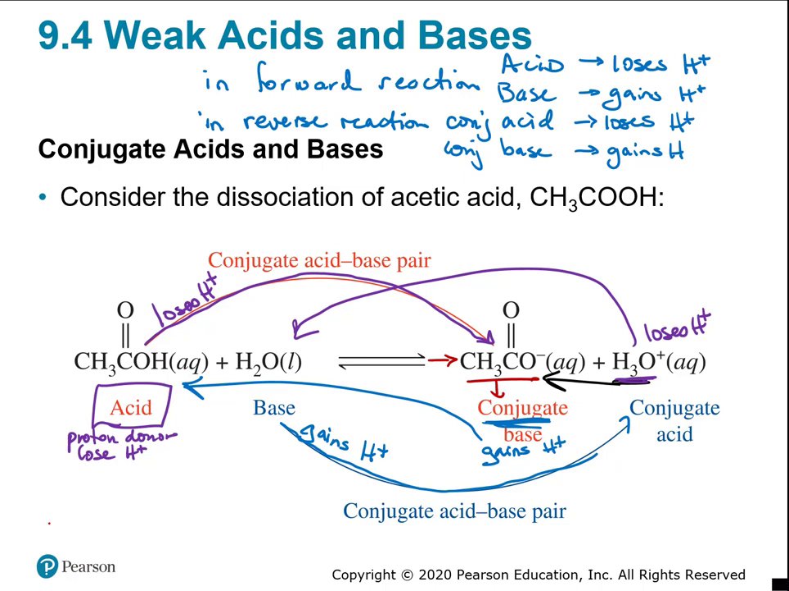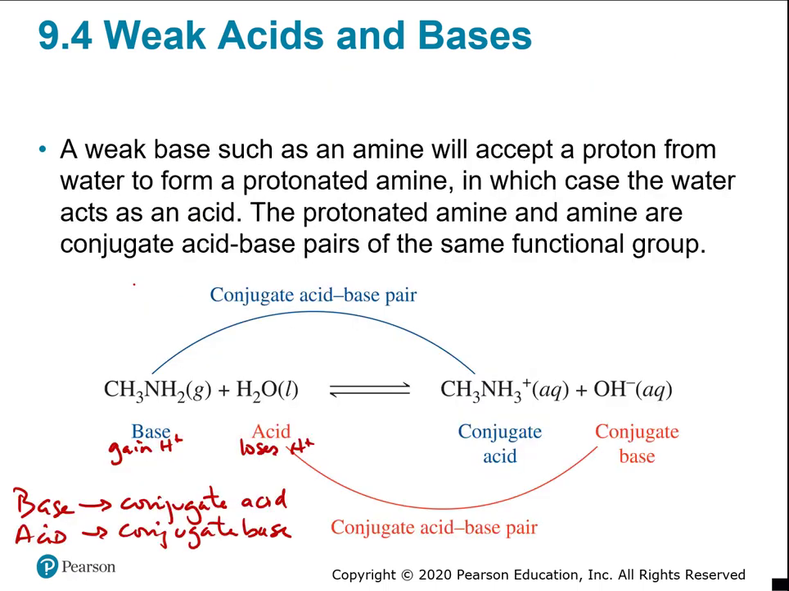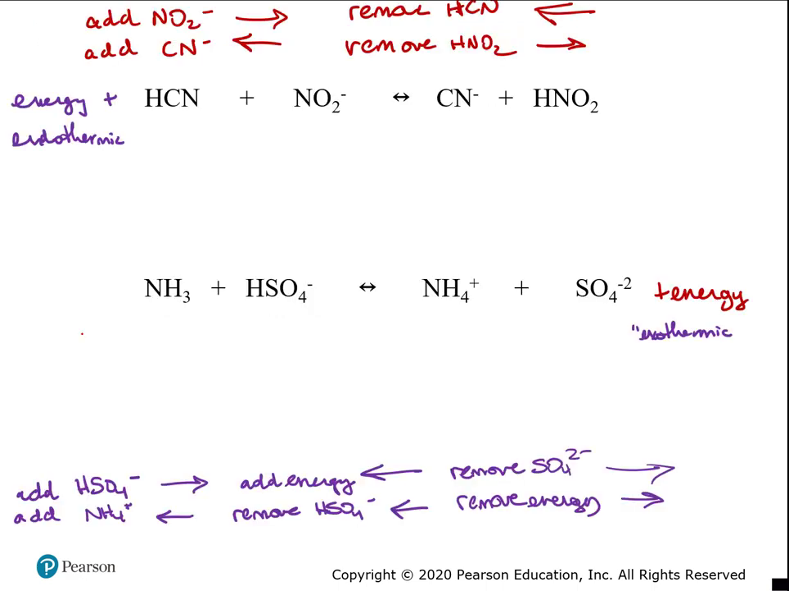So look at these reactions. Here's the one up here at the top. HCN plus NO2 minus forms an equilibrium reaction with CN minus and HNO2. So you know that this is the reactants, and you know that this is the products, right? Because the arrow is what separates them.